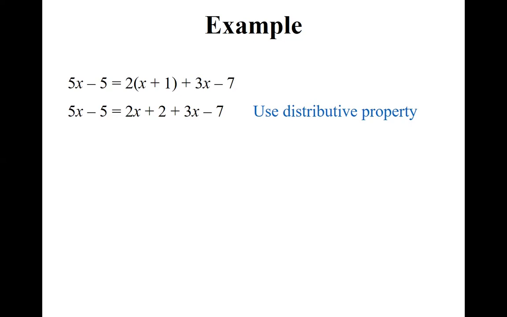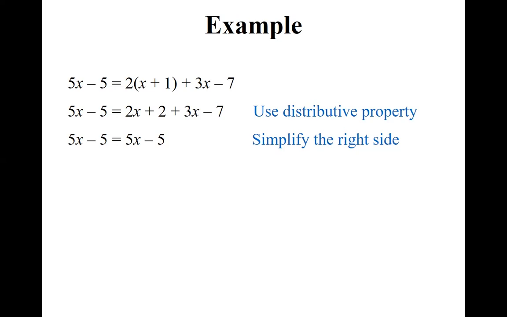There's nothing we can do on the left currently. On the right, there is some combining that we can do. 2x plus 3x is 5x, and positive 2 minus 7, the number takes the sign in front, so this is a positive 2, this is a minus 7, no matter what. 2 minus 7 is negative 5. So 5x minus 5 is what we get on the right. Hey, wait a minute, that's exactly what we had on the left. Maybe we realized something at this point. Maybe we don't, in which case we continue.